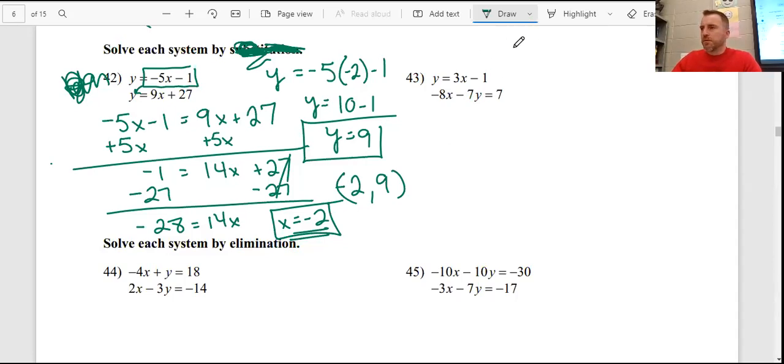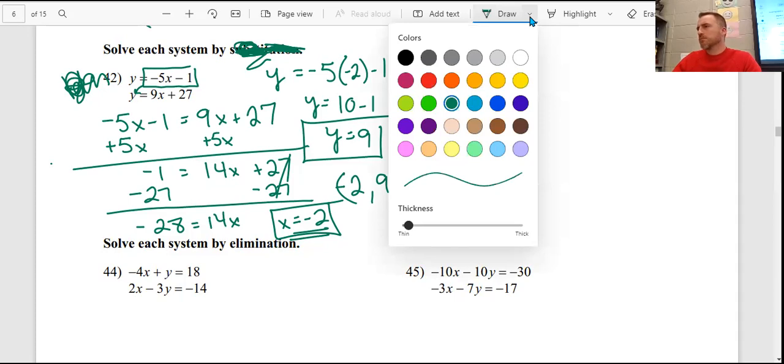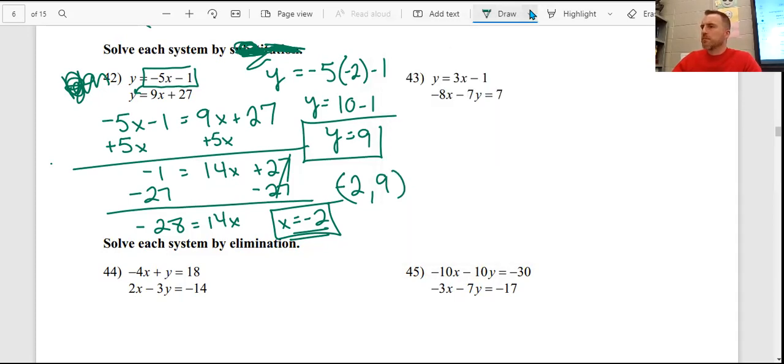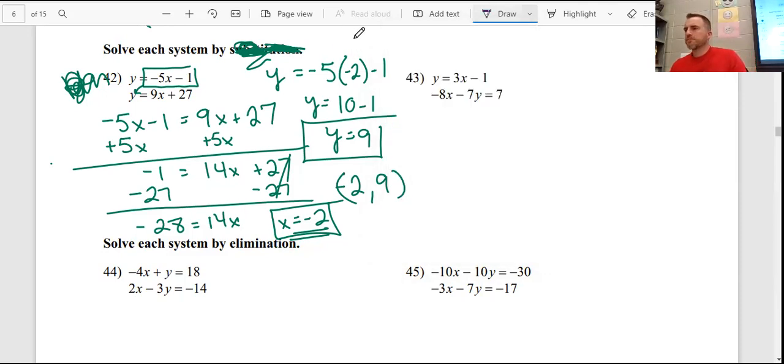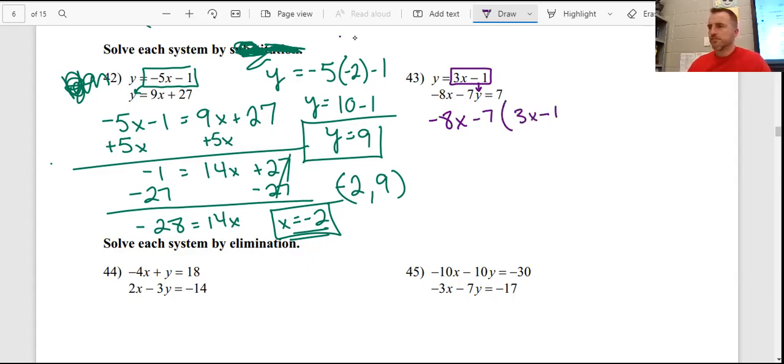All right, if you jump to number 43, it's just slightly different because they're not both solved for y. So there's a little more algebra that you have to do. You still are going to take the 3x minus 1, what it says is the same as y, and you're going to plug it in for the y in the opposite equation. So you'll have negative 8x minus 7 times 3x minus 1 is equal to 7.